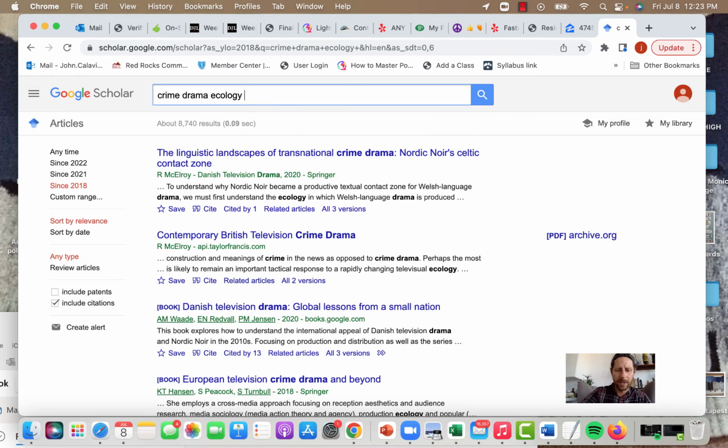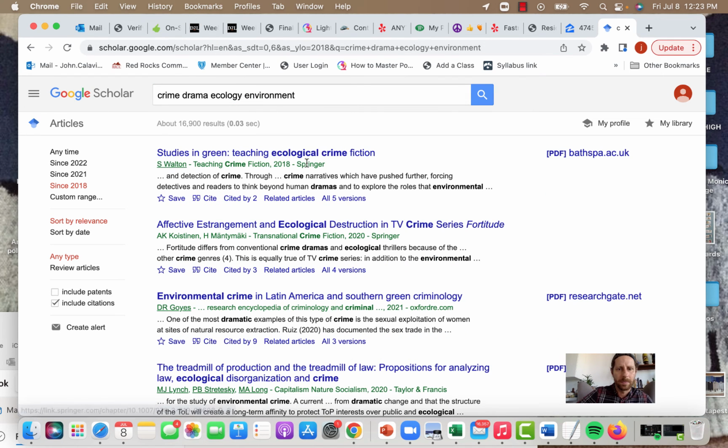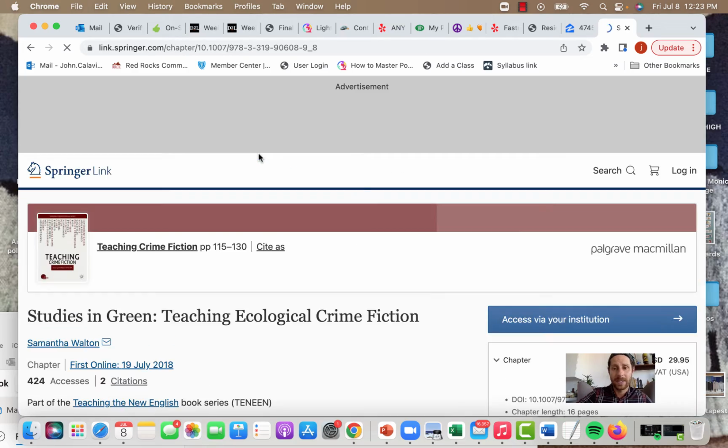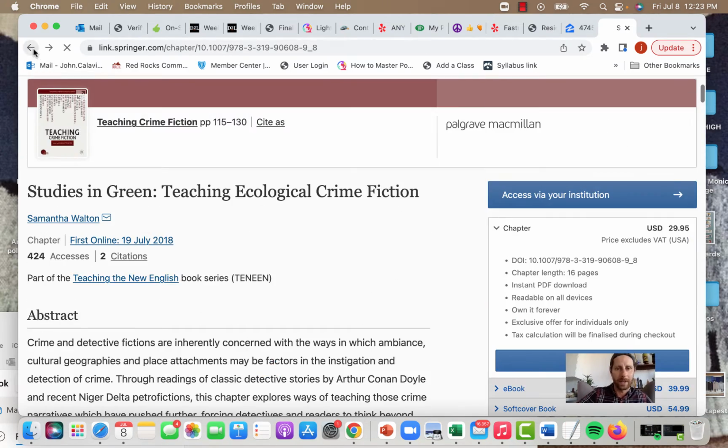Let me also plug in the environment, see if I can get more. Ecological crime fiction. Here we go. This is fascinating. I want to know what the heck that's about, right? And then I would read this, right? This is my main source. And, click on this. You can see the difference, right? Let me pull up the whole thing, right?